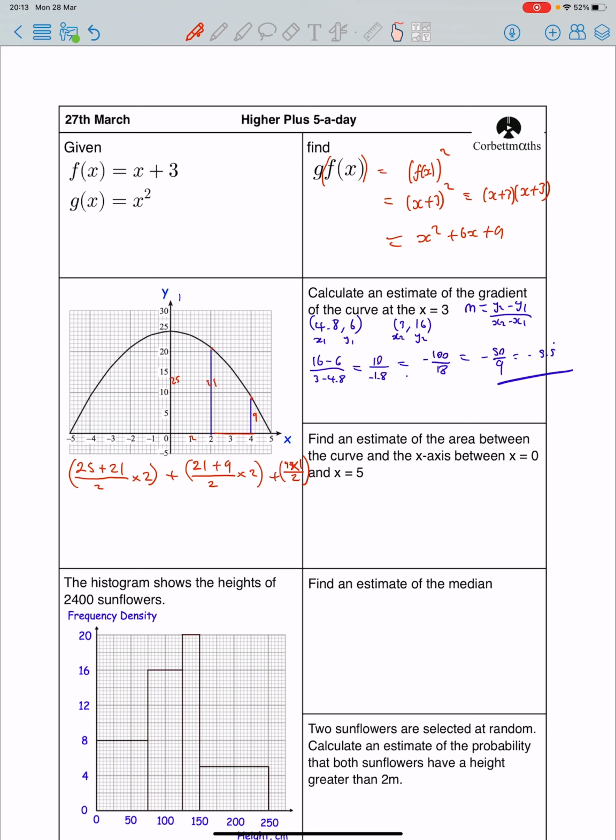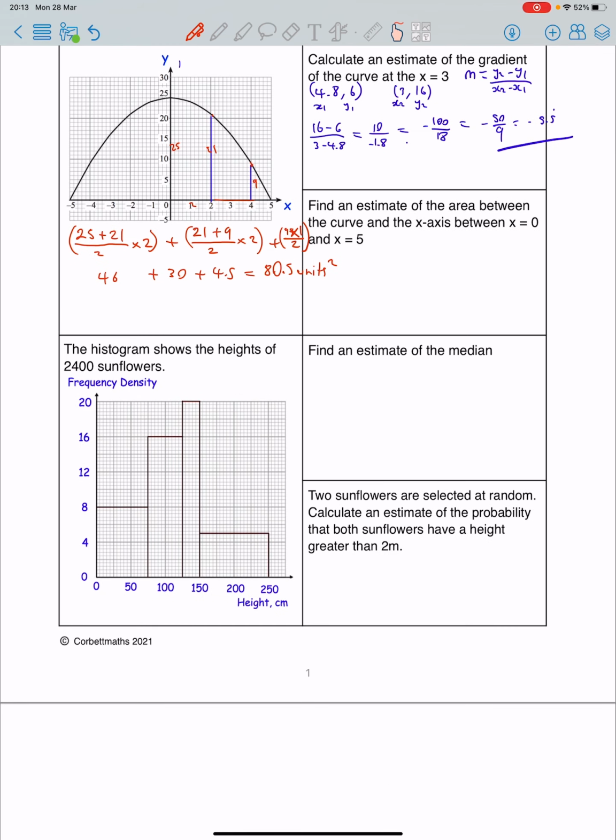So for this first one, I've got 25 plus 21 times 2 over 2, but that's just going to be equal to 46. Next one I have 21 plus 9 over 2 times 2 is going to be 30. And the next one is going to be 4.5. So 46 plus 30 is 76, plus 4.5 is 80.5. So I've got about 80.5 units squared. Right, let's move on to the next one.